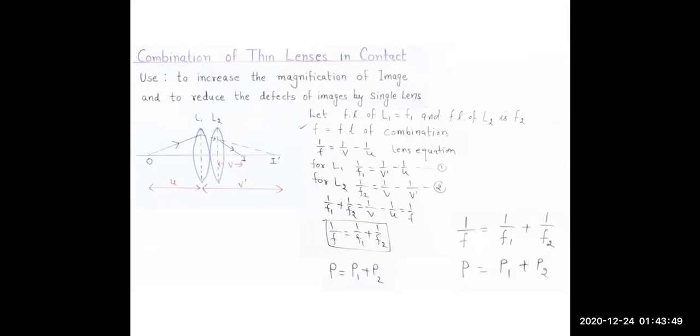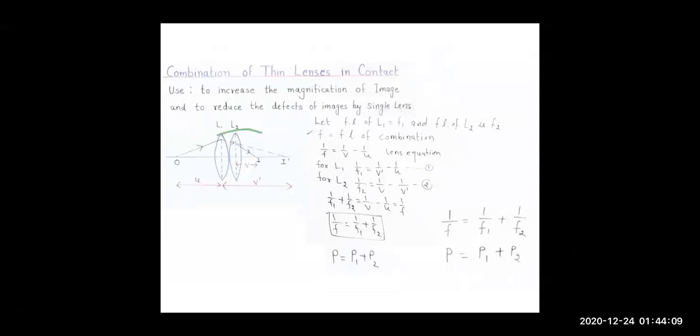Let's do the last topic for today, and that is combination of two lenses in contact. So children, we are doing the combination for various reasons. It might be to increase the magnification, it might be to reduce the errors, to reduce the defects that occur when we are using a single lens, right? So here what you are doing is you are placing the two lenses touching each other, that is they are in physical contact with each other.